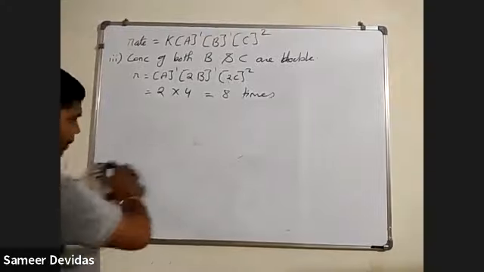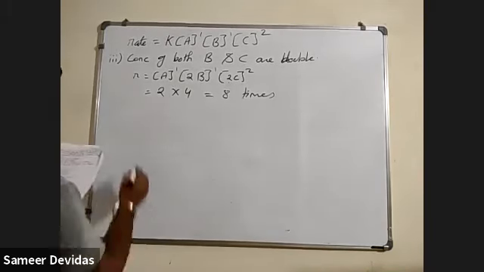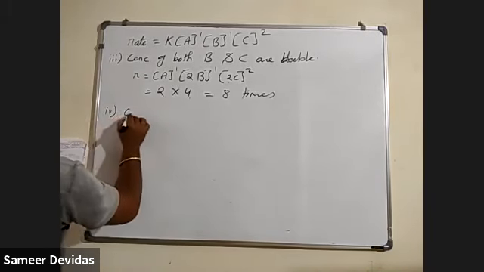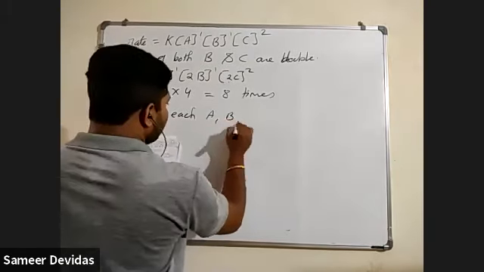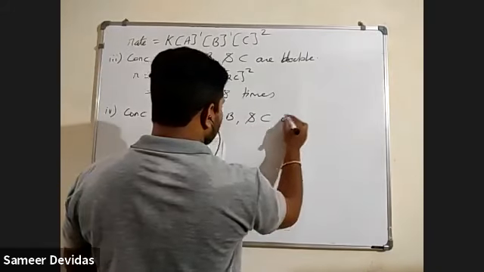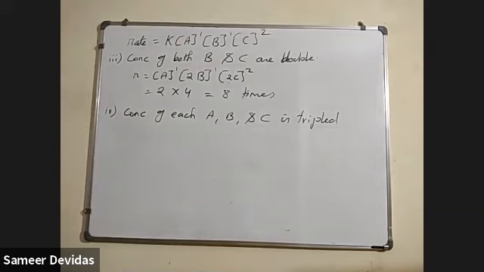Fourth one we'll see. One more. Concentration of each of A, B, and C is tripled. Do it fast.